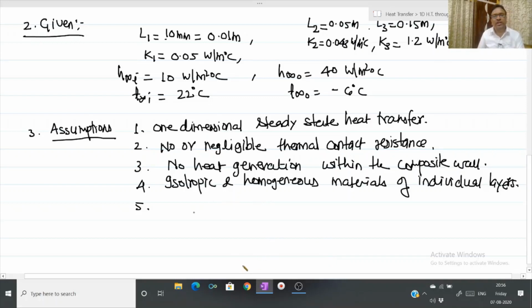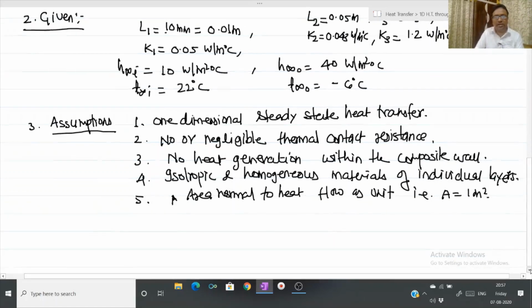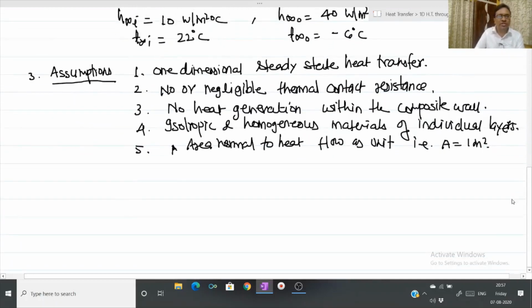Then we have not been given the area normal to heat flow, so we will be assuming area normal to heat flow as unity. That means A is equal to 1 meter square. So we are basically going to calculate heat transfer rate per unit area, that is heat flux rate. So these are the 5 assumptions and they are more than enough.